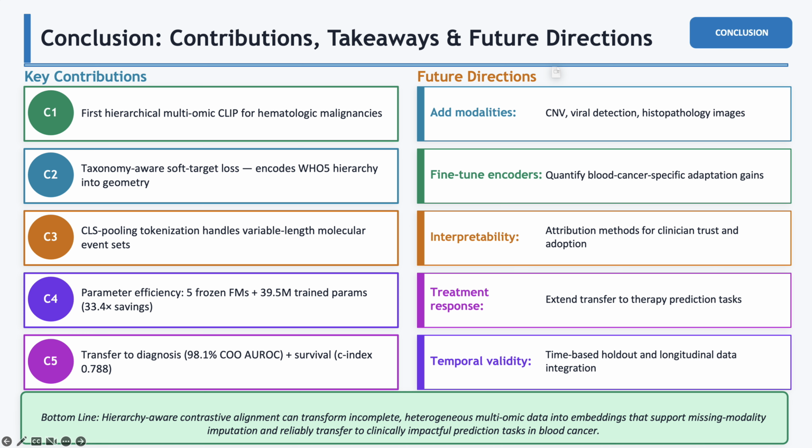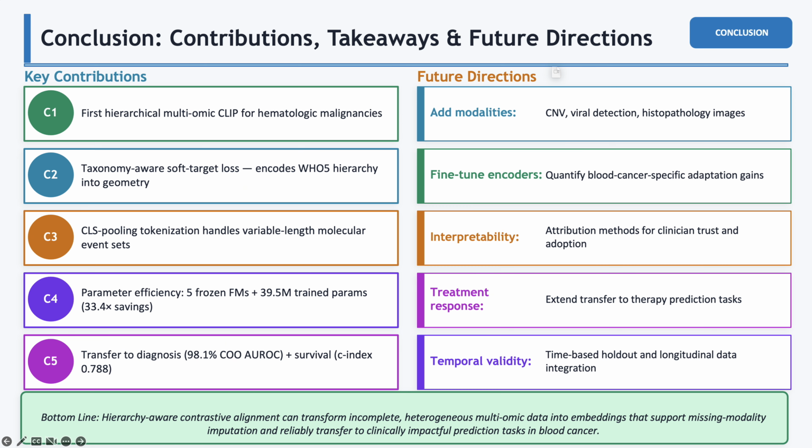Let's talk about the contributions and the future directions. The key contribution C1: the first hierarchical multi-omic CLIP for blood cancer. The WHO5 taxonomy is baked directly into the geometry of the embedding space. And C2: soft target contrastive loss, encoding taxonomic distance via exponential decay weights. That's the technical heart of the work. C3: CLS pooling tokenization that elegantly handles variable length molecular event sets.